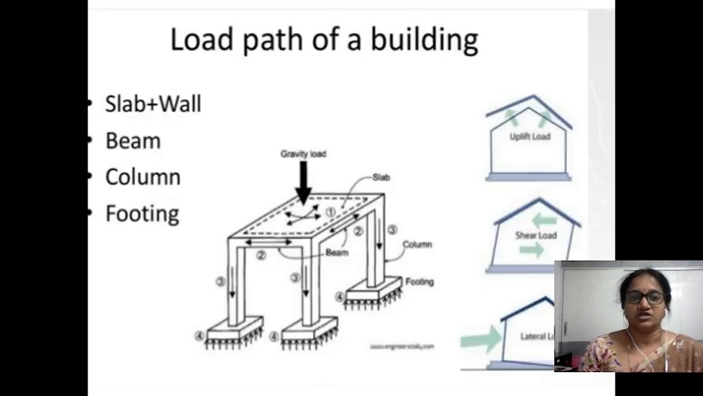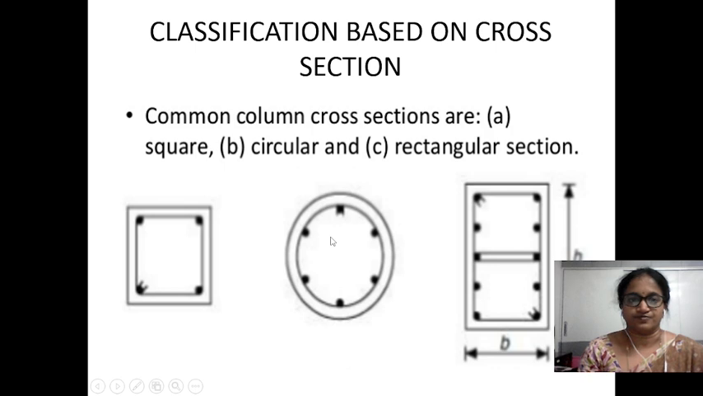Now coming to the load path of a building. In this, the slab plus wall weight, and next the beam, and next the column, and next the footing. So the weight from the slab and wall is transferred to the beam, from that to the column, and from that to the footing. Here it is also shown in the diagram. Now coming to the classification based on cross sections. Column cross sections are mainly divided into three types: square, circular and rectangular.